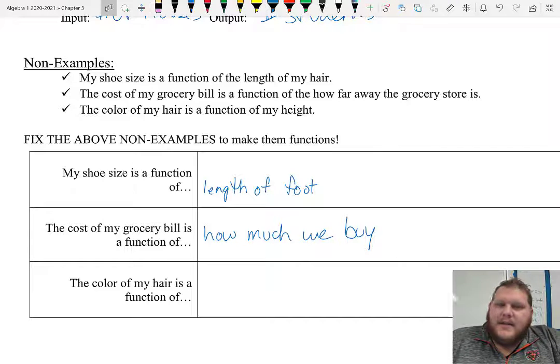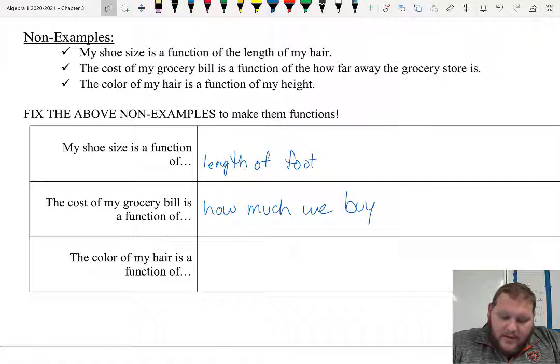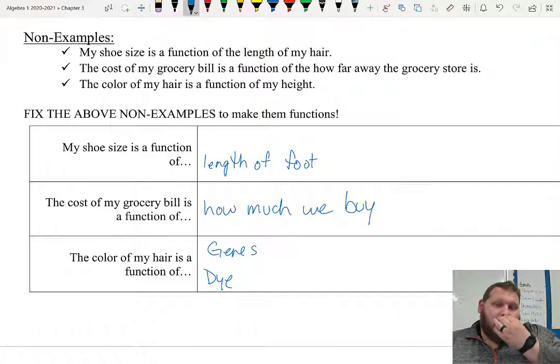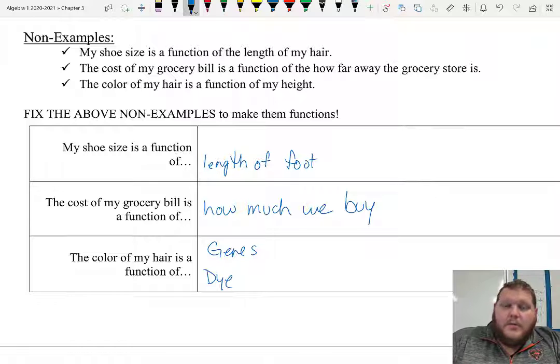Last one, the color of my hair is a function of my height. Again, height has nothing to do with determining hair color. A perfect example of this would be dyeing your hair. Obviously those two things have nothing to do with each other, but the color of your hair could be a function of your genetics, your genes, or it could be of the color dye that you used. I know plenty of people dye their hair. The color of your hair is obviously determined by either your genetics or the color of your hair dye that you choose.